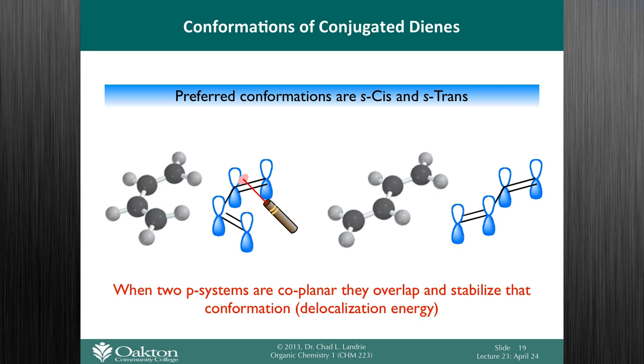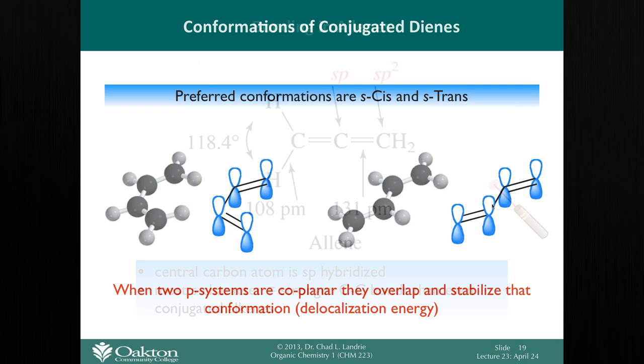I can overlap in between these two pi systems when these two p orbitals are parallel to one another. In the conformation in between these, however, if I rotate around this single bond, these p orbitals then become perpendicular, no overlap, no conjugation, no extra stability.